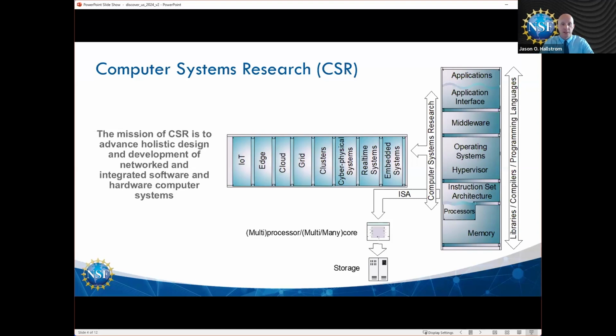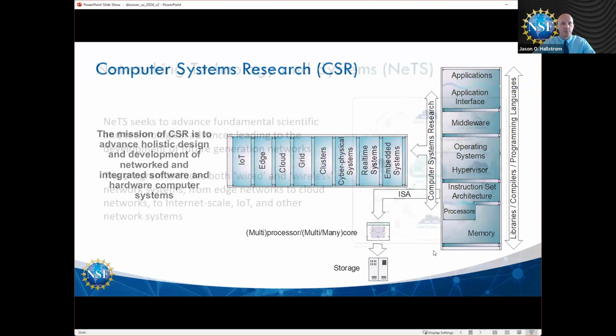We're certainly interested in supporting foundational computer systems research that is use-inspired, but we do not support applications that are focused entirely on the construction of a single application. We support work across a range of systems, completely consistent with what you've heard today, everything from resource lean IoT devices through edge, cloud, grid, clusters, all the way down to embedded systems, real-time systems, many core, and everything in between.